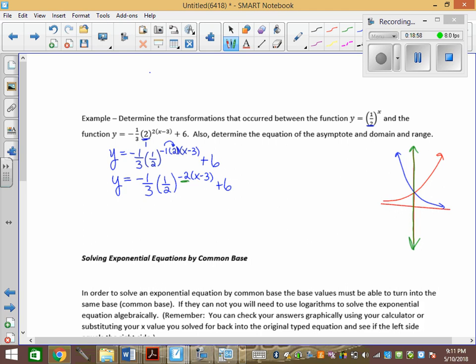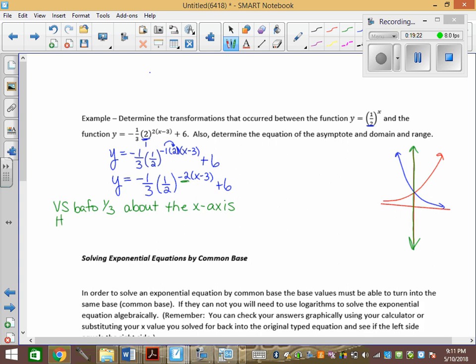So what are the transformations? I have a vertical stretch by a factor of 1/3. Your vertical stretch is never negative because the negative gives you your reflections about the x-axis. And remember, when you're writing this out in an actual word problem, not in notes, you have to write vertical stretch. You can't write VS. You can't write BAFO. You have to write by a factor of, right? We have to write everything.